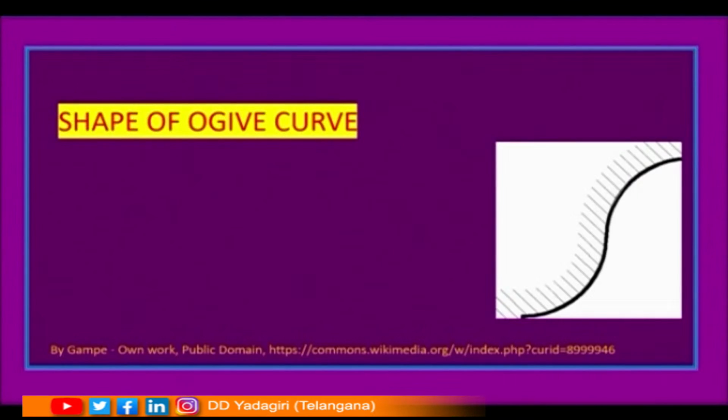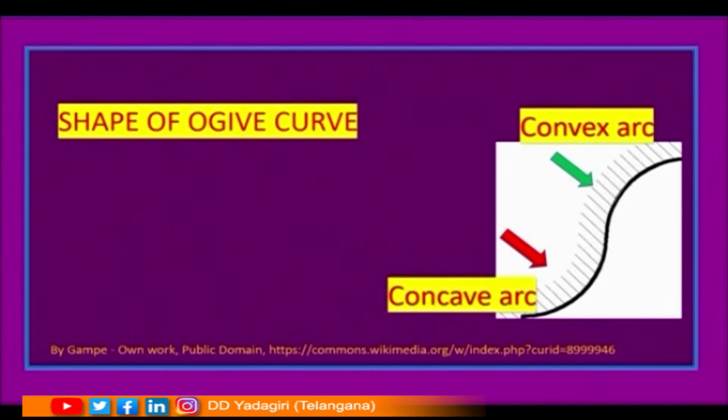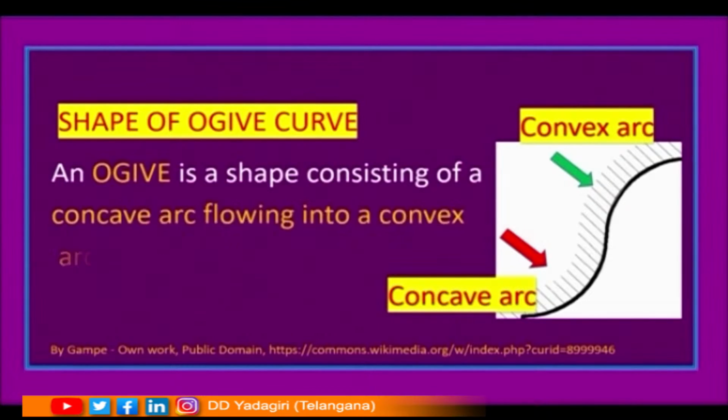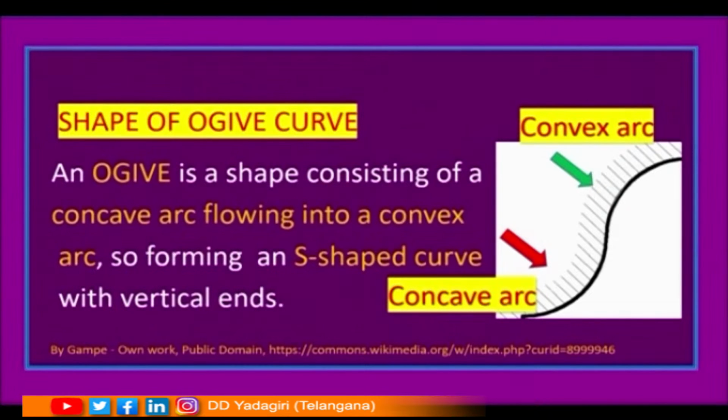It is similar to an S. So you have a concave arc and you also have a convex arc. The concave arc is flowing over a convex arc. So an Ogive is a shape consisting of a concave arc flowing into a convex arc, forming an S-shaped curve with a vertical end. You see that this shape is something like an S which is extended on either side. So the S is stretched.